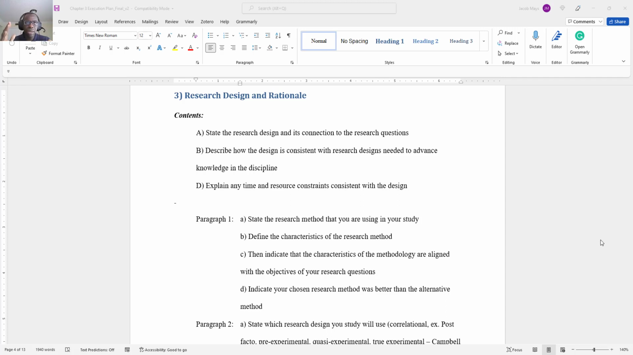So if you use the quantitative methodology, you talk about the characteristics. You show how those characteristics are aligned with your research study. And then at the end, you talk about the characteristics of the qualitative study, and you show how those characteristics do not align with what you're doing. And then vice versa. If you're using qualitative, you show how the characteristics align with the research. And then at the end, you show how the quantitative characteristics do not align with the objectives of the research. Okay, so that's what you're doing for paragraph number 1. All right, so write that, and then we will go to the next paragraph. So let me just give you an example.